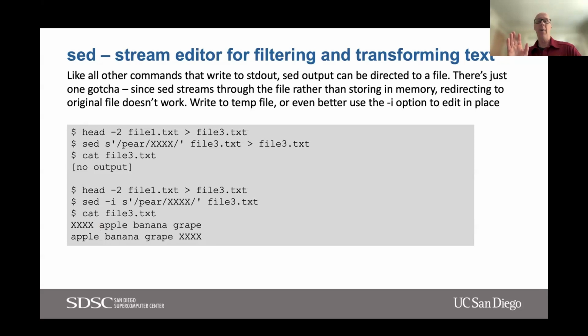Just one thing that I want to point out, though, is that you can run into a problem if you're trying to do this in place. So let's say that I want to replace pair with XXXX in file3.txt, and I then redirect that output into file3.txt. What's going to be happening is line by line, we're going to be applying this transformation. But then when we're done, we're going to end up with nothing. That's because we're trying to write to the file as we're streaming through it.